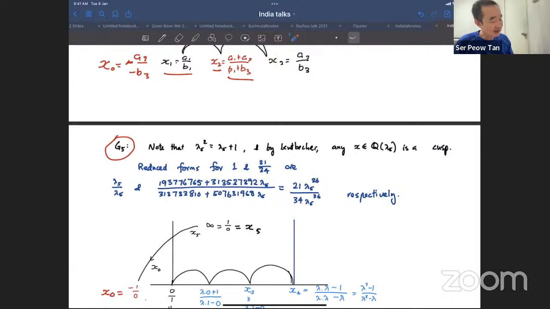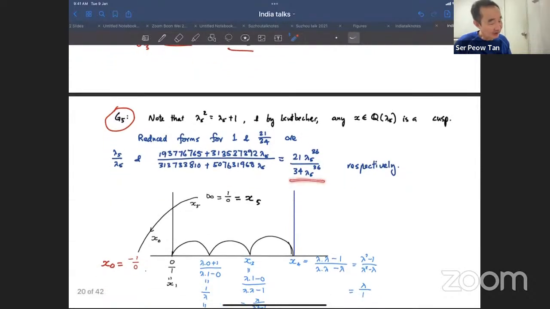On the other hand, the reduced form for 21 over 34 is actually very complicated. It looks really complicated in this form, but if you look at it this way, it's just 21 times lambda to the 36 over 34 times lambda to the 36. So in some sense, the GCD of the numerator and denominator is still equal to 1, because remember, lambda is a unit in this case.